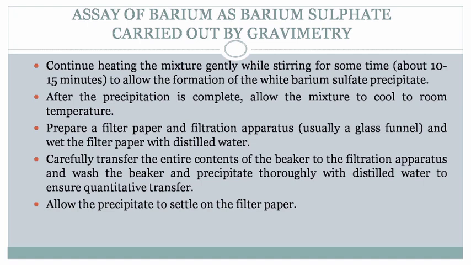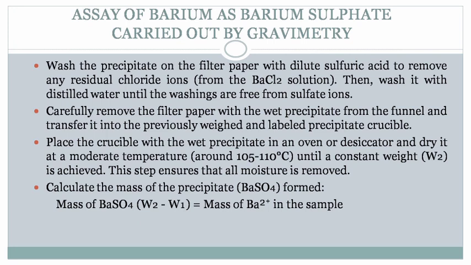Prepare a filter paper and filtration apparatus, usually a glass funnel, and wet the filter paper with distilled water. Carefully transfer the entire contents of the beaker to the filtration apparatus and wash the beaker and precipitate thoroughly with distilled water to ensure quantitative transfer. Allow the precipitate to settle on the filter paper. Wash the precipitate on the filter paper with dilute sulfuric acid to remove any residual chloride ions from the BaCl2 solution. Then, wash it with distilled water until the washings are free from sulfate ions.